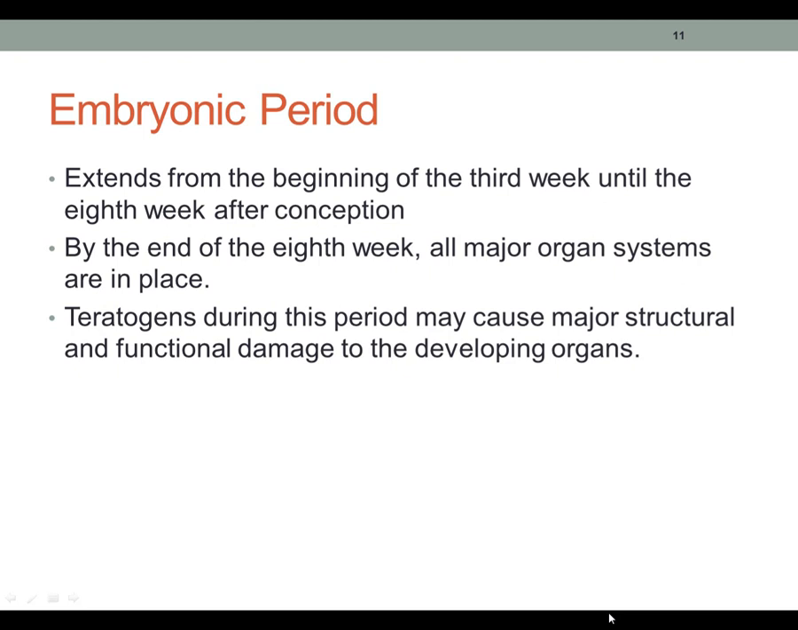Now, teratogens are agents that can disturb the development of the embryo and or cause birth defects. And some examples are certain medications, radiation, infection. So this is the time the embryo is very vulnerable to these types of agents that can cause problems.